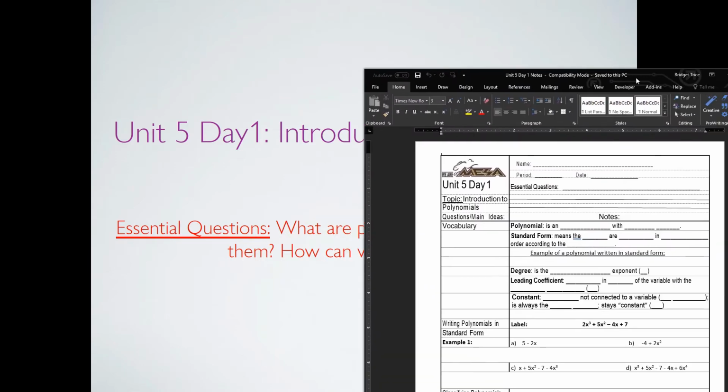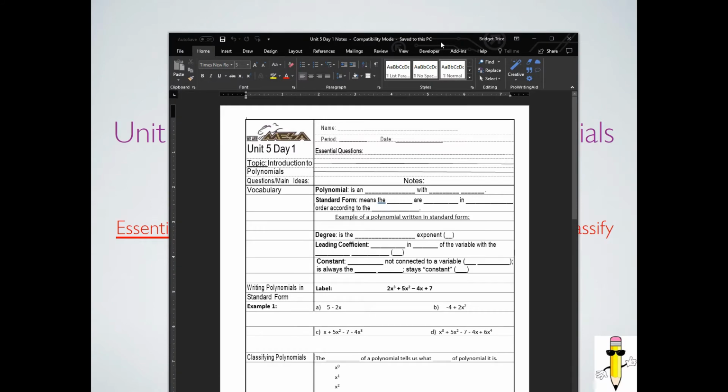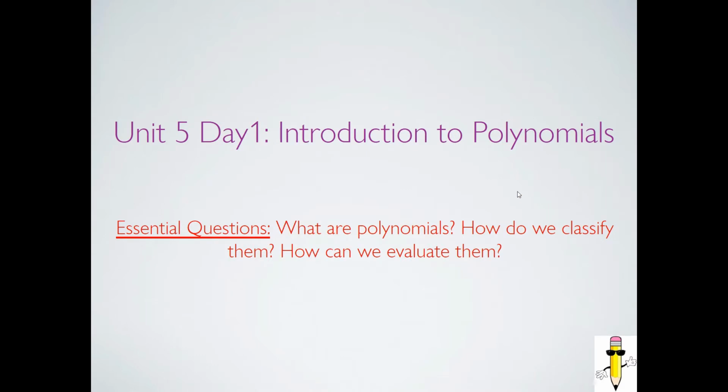Just to let you know, we are looking at the Unit 5, Day 1 notes, and they will say Introduction to Polynomials. They should be the first set of notes in the packet that you've got. If you need to pause at any time to write down any of the words that are in red, please feel free to, but for the sake of the video, we're going to plow through this.